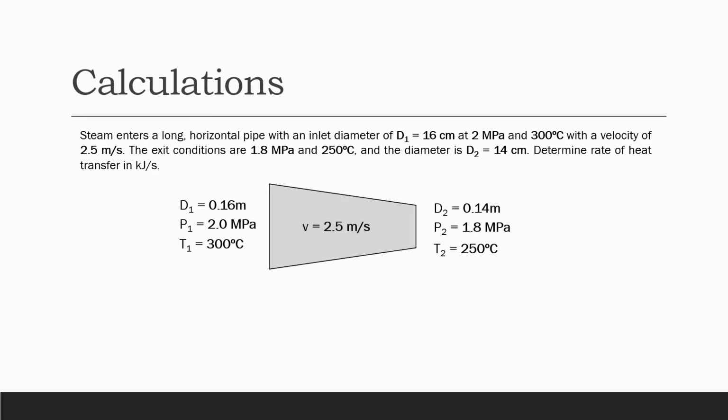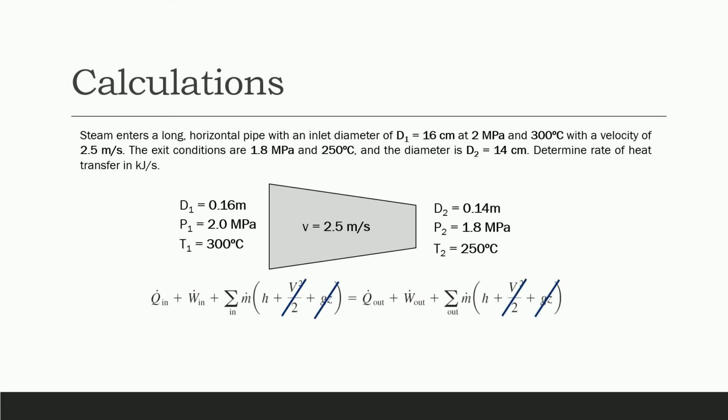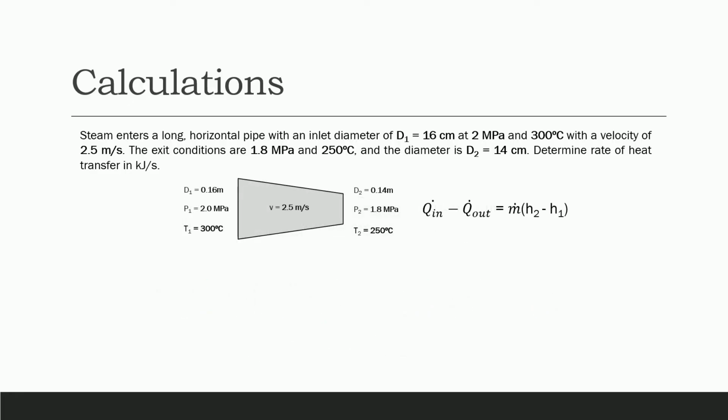First, we pull out the energy balance equation for steady flow processes. From our assumptions, we can simplify this equation. Kinetic energy and potential energy differences are negligible, and there is no work interaction. We can obtain this equation, so to find the rate of heat transfer, we will need H1, H2, and the mass flow rate. Therefore, next, we determine the state of the steam at the inlet and outlet.